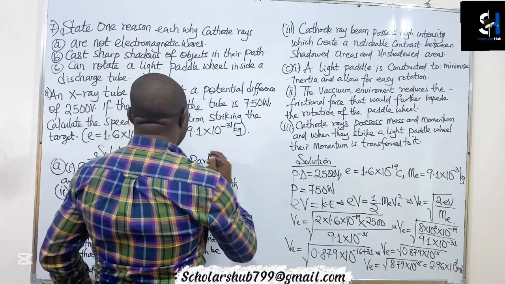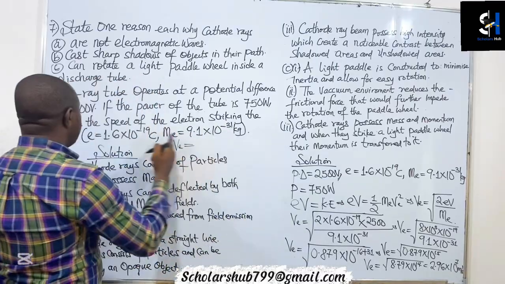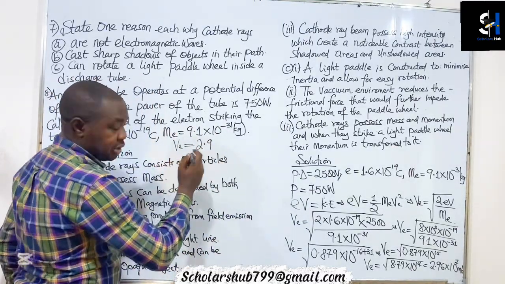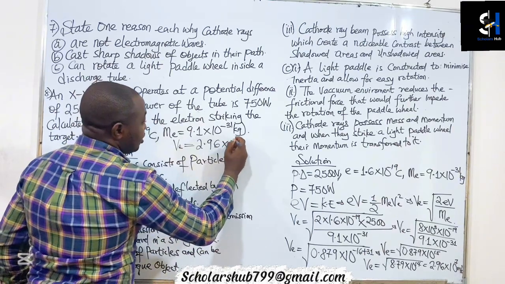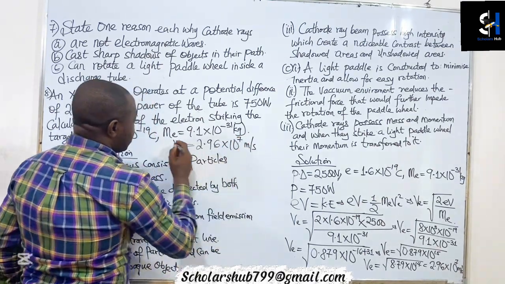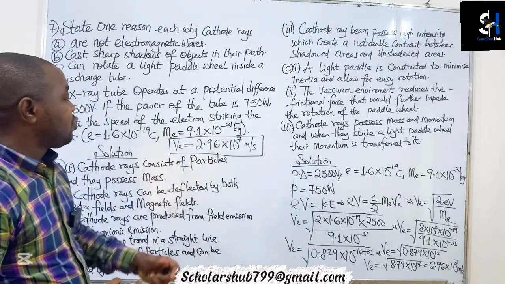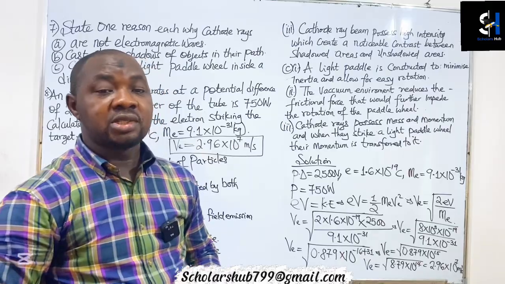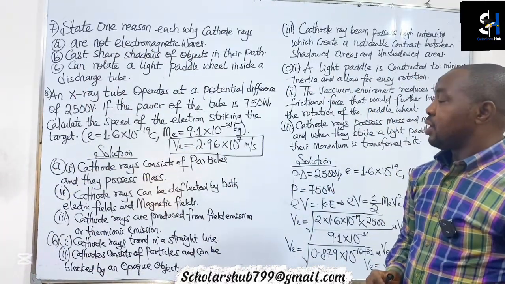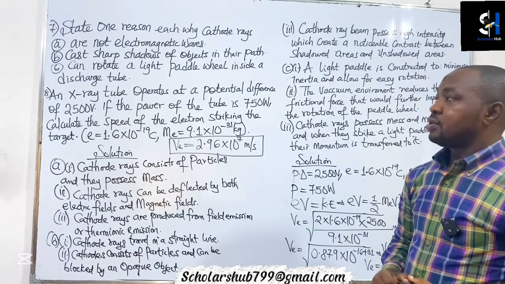So the velocity, or the speed of the electron striking the target, is 2.96 times 10 raised to the power of 7 meters per second. Let me just write it here and box it. So we have the speed of the electron striking the target to be 2.96 multiplied by 10 raised to the power of 7 meters per second.